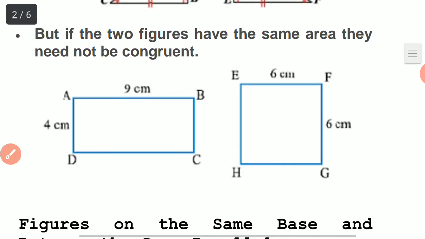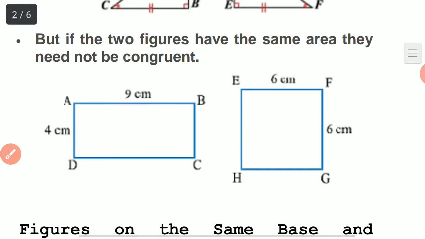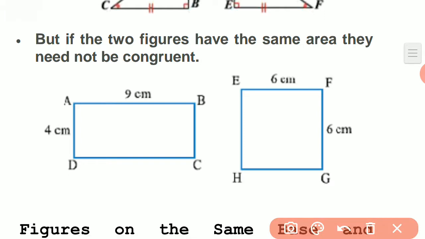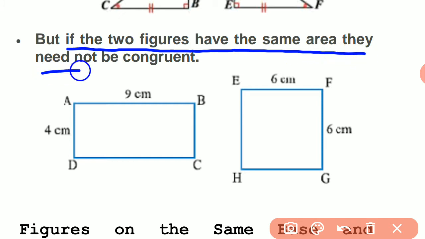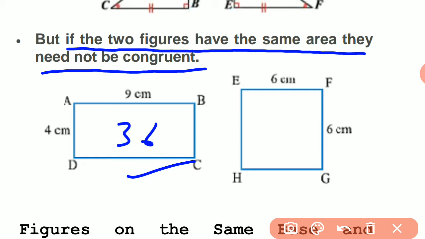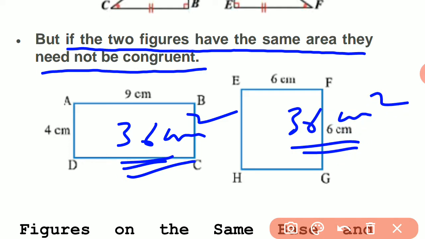But if two figures have the same area, they need not be congruent. For example, the area of this figure is 4 into 9 equals 36 square centimeter, and the area of this figure is 6 into 6, 36 square centimeter. Both areas are the same, but they are not congruent.